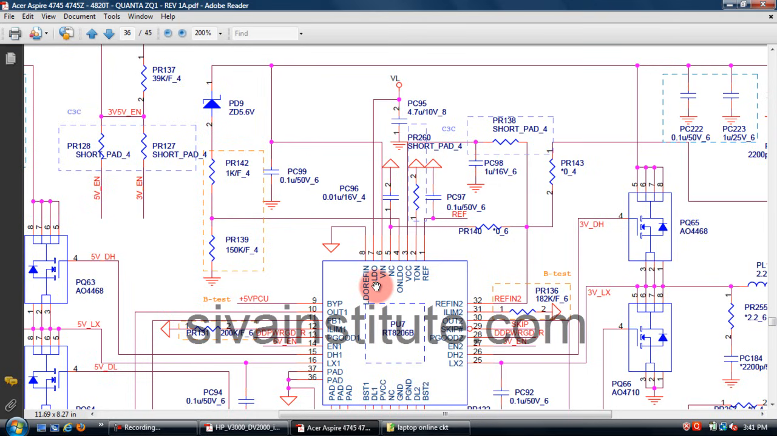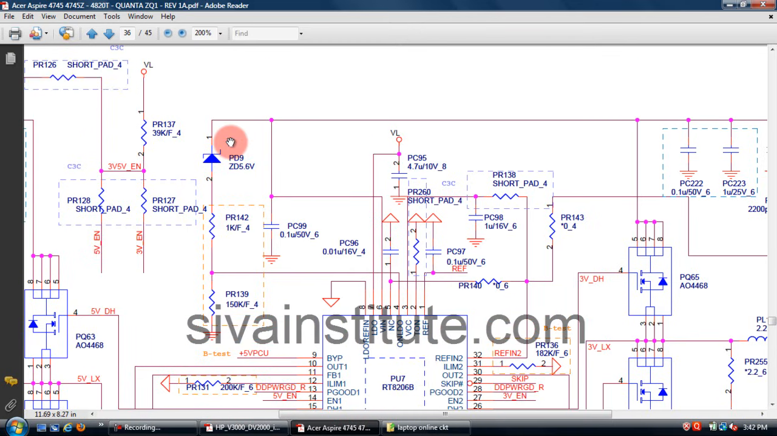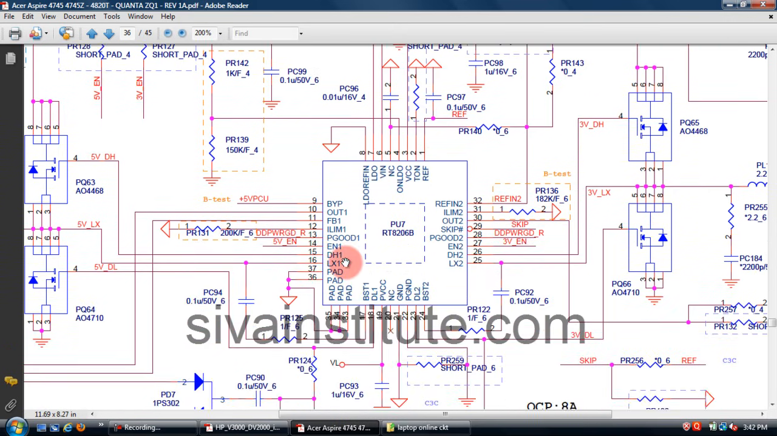No output voltage at this point, pin number 7. You should check pin number 5, 6 and pin number 4. Pin number 6 and pin number 4. When 5 volts is present at pin number 7, this IC is okay. This VL voltage goes directly here to the 3 volts and 5 volts enable. See here, 5 volt enable, 3 volt enable. This voltage comes directly to pin number 14 and pin number 27.